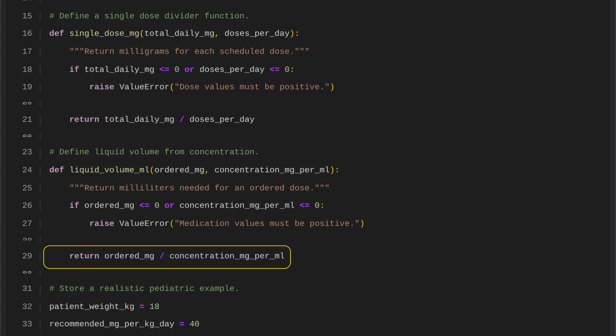This calculation finds how many milliliters of liquid medication are needed for the prescribed dose. It divides the ordered dose in milligrams by the medication concentration in milligrams per milliliter, giving the correct volume to administer.